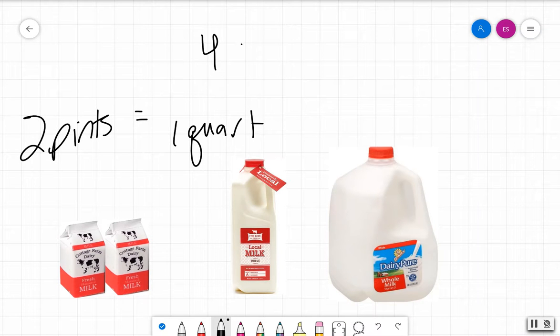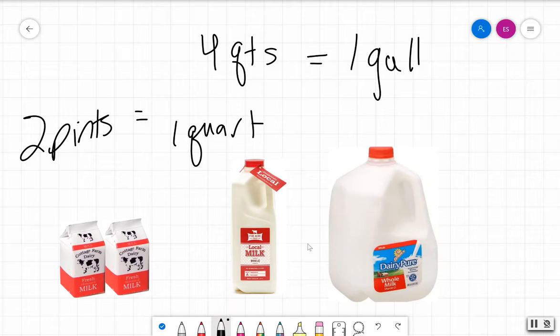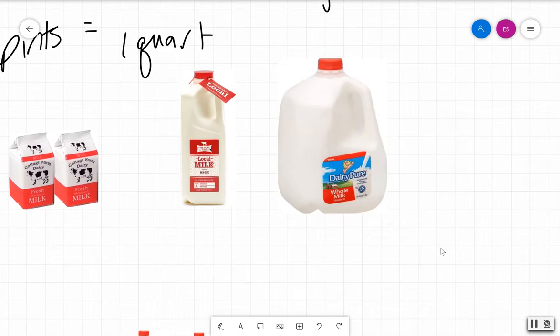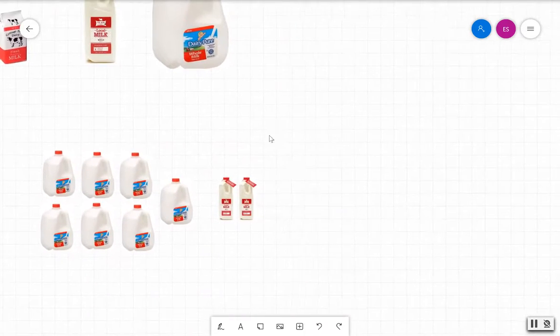So it takes 4 quarts to make up 1 gallon, which means that basically if this gallon jug were empty, it would take 4 entire quarts poured into it to fill it up. That's what that's saying. So let's represent this using some pictures.